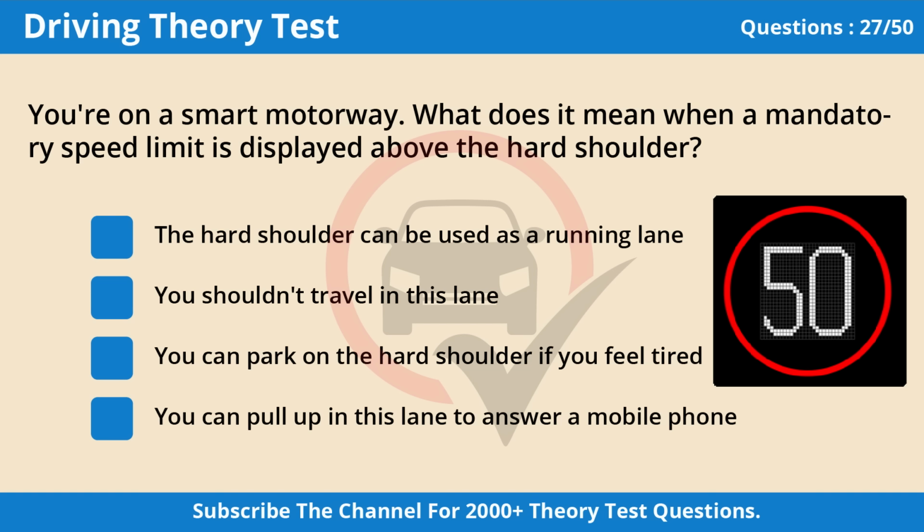Question 27. You're on a smart motorway. What does it mean when a mandatory speed limit is displayed above the hard shoulder? A. The hard shoulder can be used as a running lane. B. You shouldn't travel in this lane. C. You can park on the hard shoulder if you feel tired. D. You can pull up in this lane to answer a mobile phone. The answer is A.